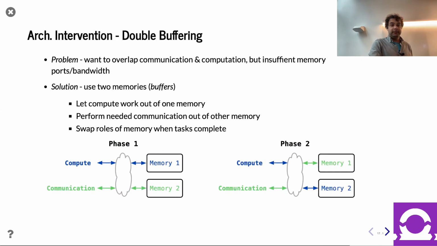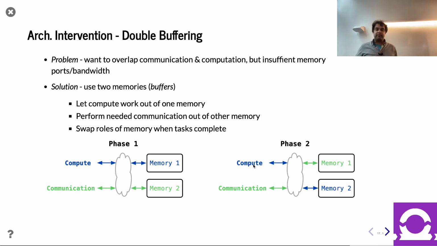Okay. Another intervention for the same notion is double buffering. So you might say, okay, how do I do computation and communication overlap? How to actually implement those two things? Well, one way of doing that is to have two memories, right? Because you can imagine that, while you're computing on one memory, you could then be transferring another memory. So basically, computing on memory one, transferring memory two, and then the next phase, you do the reverse, right?